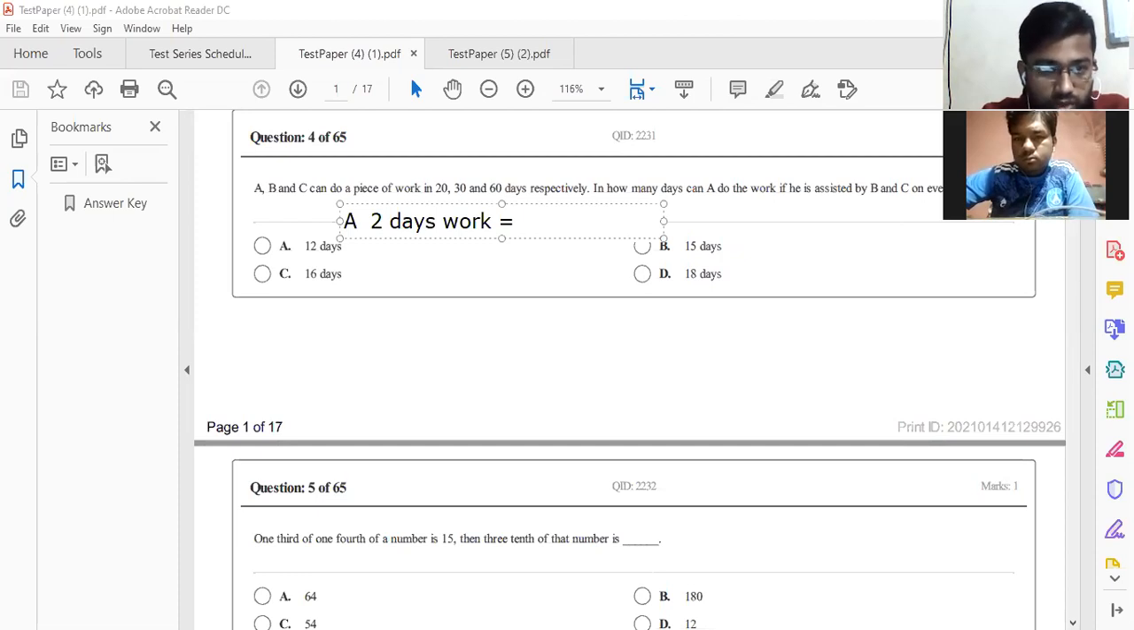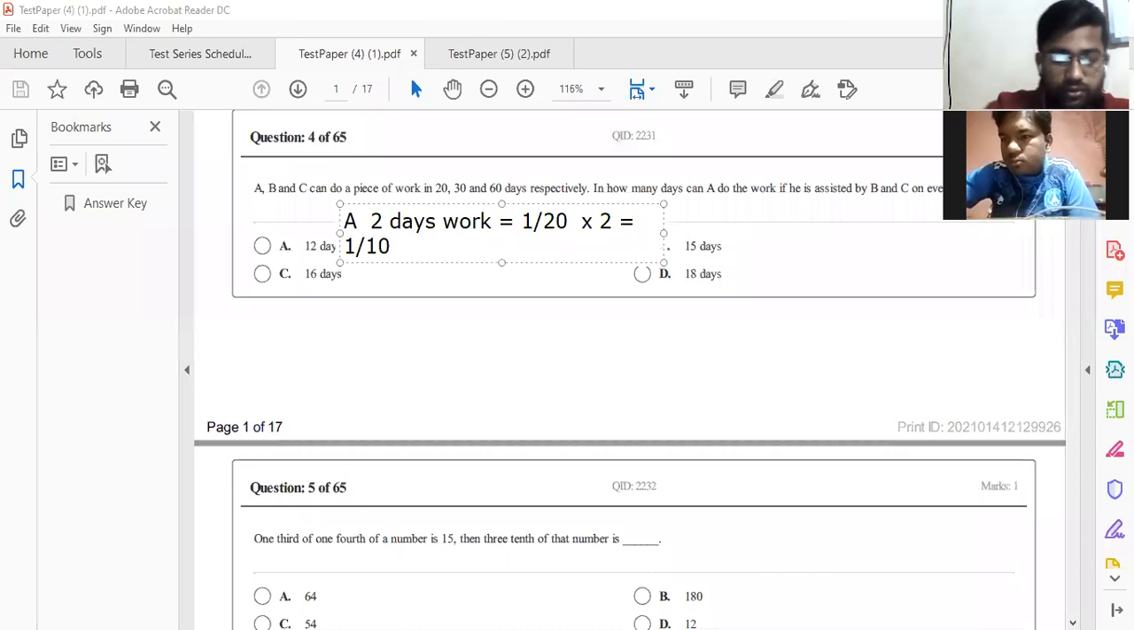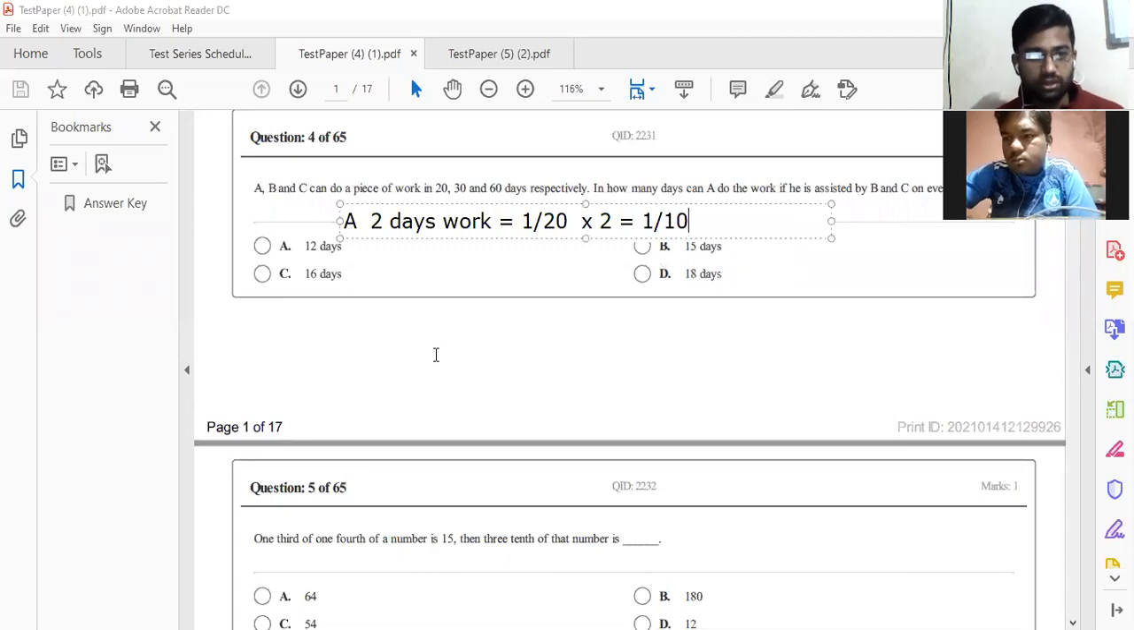A is doing the piece of work in 20 days. Okay. So 1 day work of A will be 1 by 20. Correct. And we need to calculate 2-day work, so I'm multiplying with 2. Clear? Okay. So you'll get 1 by 10. So this is 2 days work. Understood? किसी को समझ में नहीं है?